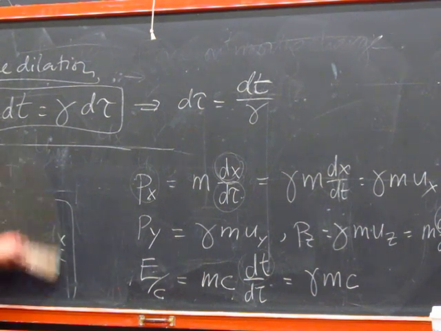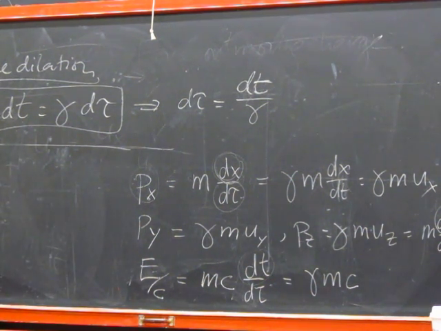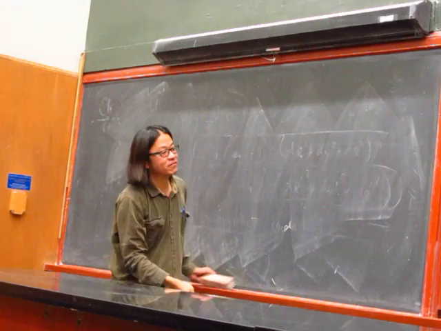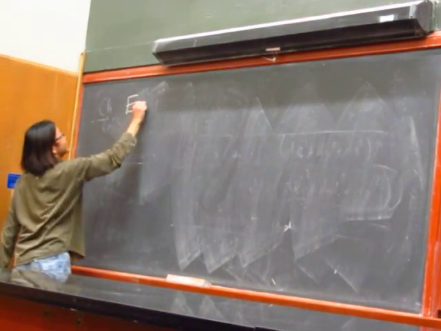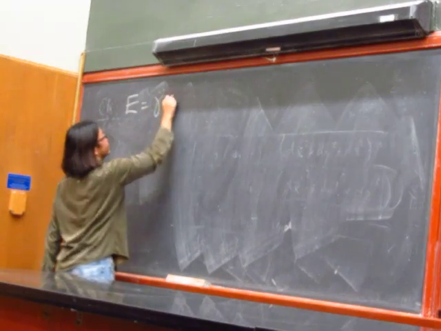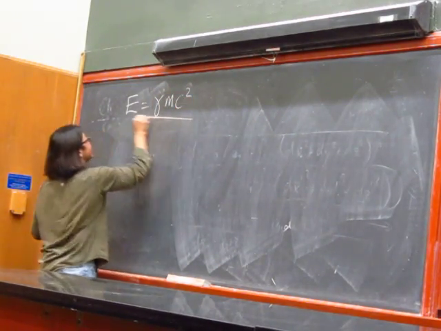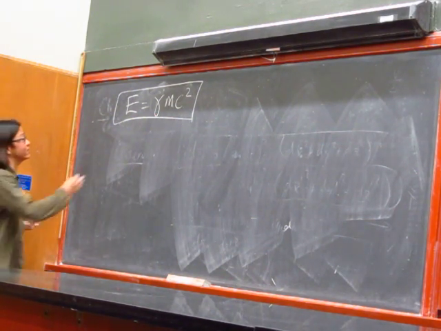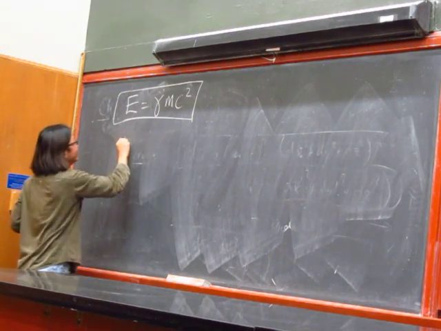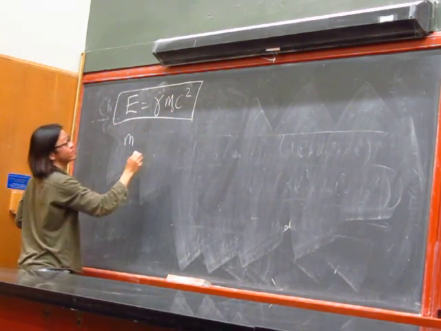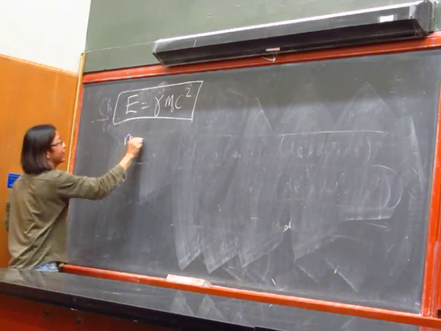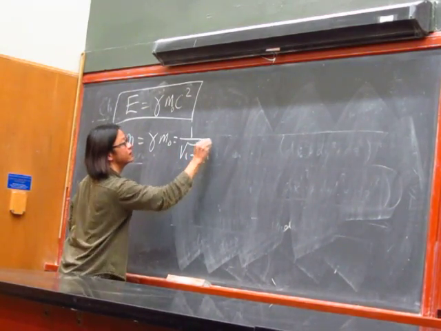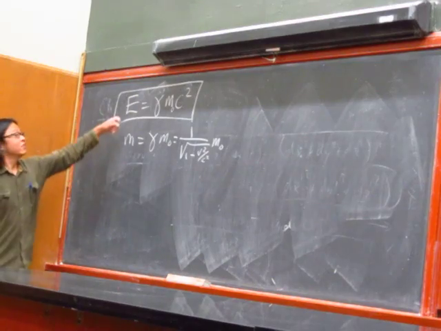Okay, so let's erase this for now. And let's look at the last formula. The last formula should remind you of something. E is equal to gamma m c squared, right? This is the famous formula that's on all T-shirts. Let's call this m0, the mass of the particle, where m is gamma m0. This is what you're familiar with.